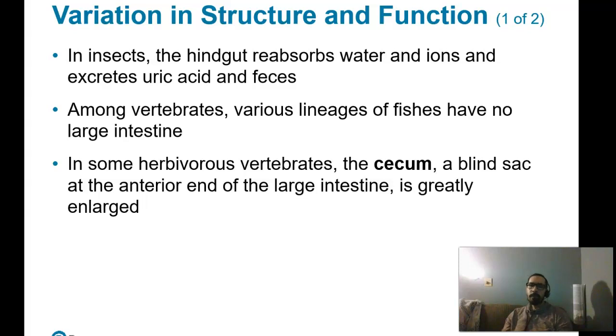And in some herbivorous vertebrates, the cecum, which is a blind sac at the anterior end of the large intestine, is enlarged. These would be animals like some mice or horses, rhinos, things like that. So they're similar to the ruminants that we went over, but these are called hindgut fermenters because that fermentation occurs in the cecum, whereas in the ruminants, that was taking place in the stomach. So there is a difference.